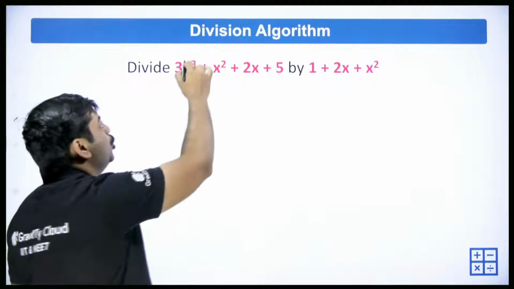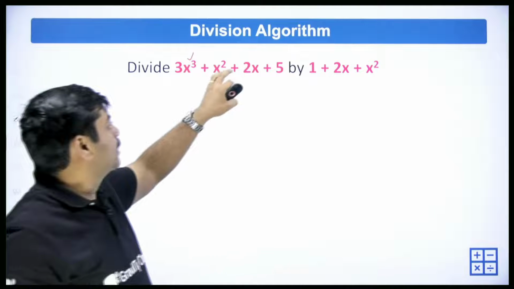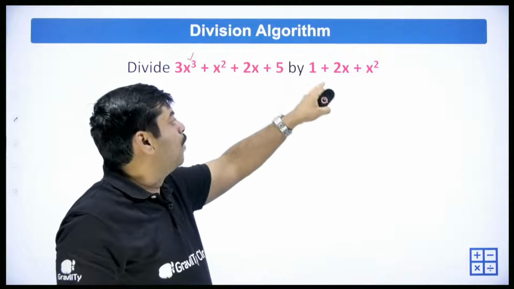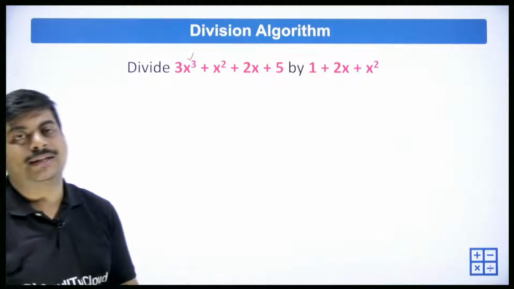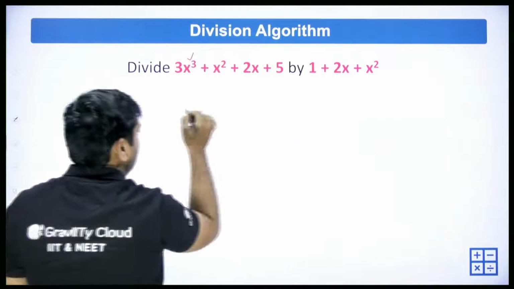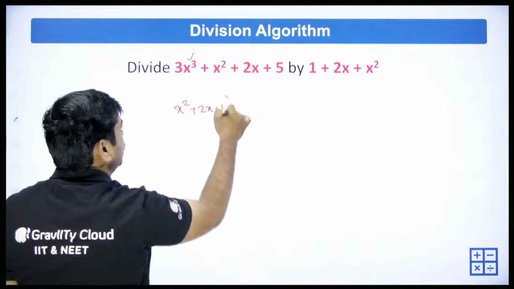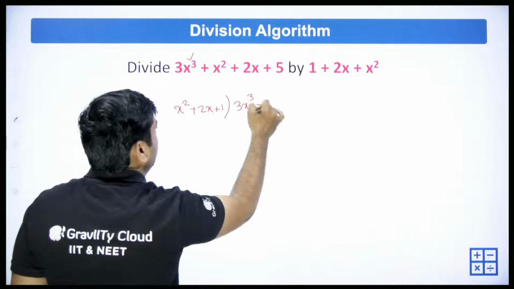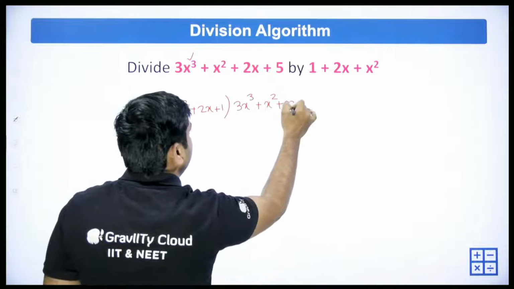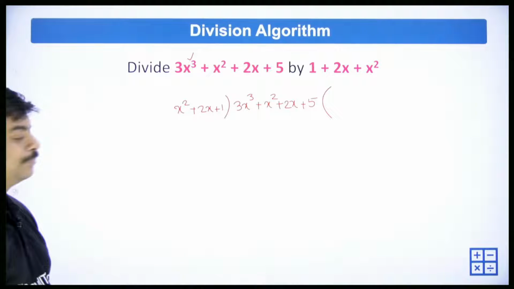Now we are having a cubic polynomial, 3x cube plus x square plus 2x plus 5, divided by 1 plus 3x plus x square. We need to divide these two. So write this properly in the standard way: x square plus 3x plus 1, and this one is 3x cube plus x square plus 2x plus 5.